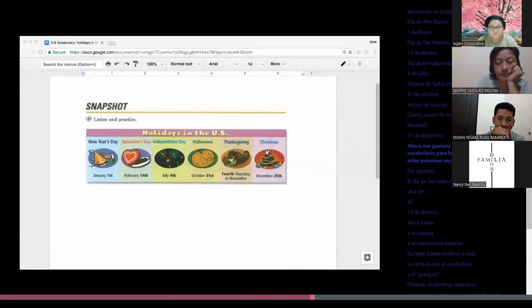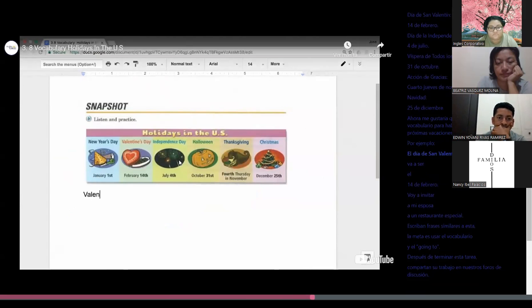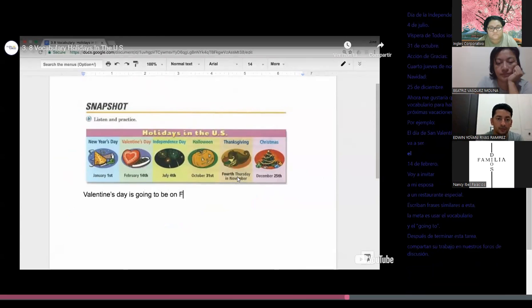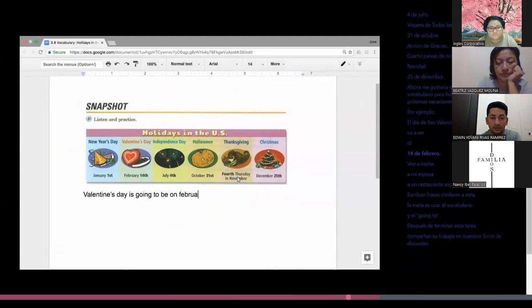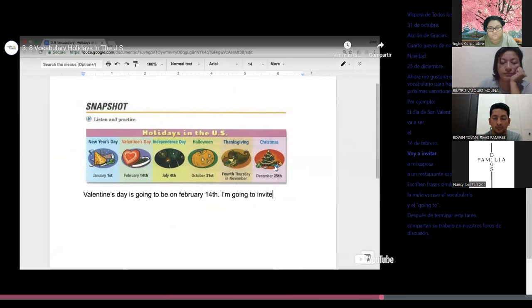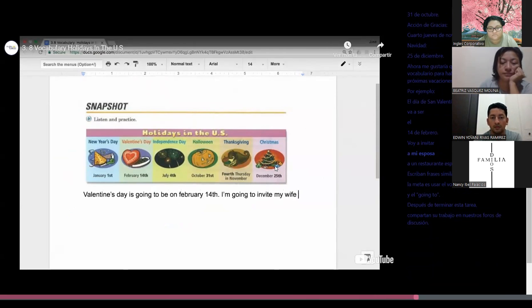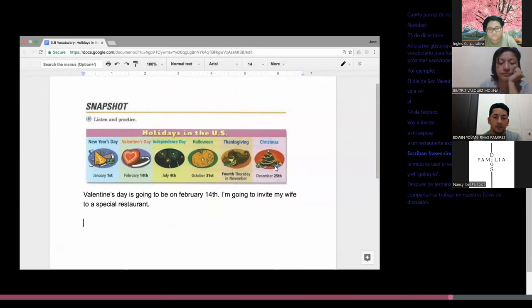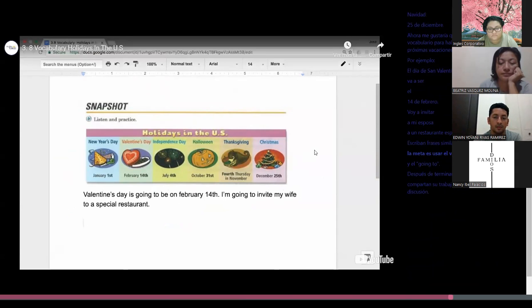Now, I would like for you to use the vocabulary to talk about your plans for this coming holidays. For example, Valentine's Day is going to be on February 14th. I'm going to invite my wife to a special restaurant. Write similar sentences as this one. The goal is to use the vocabulary.